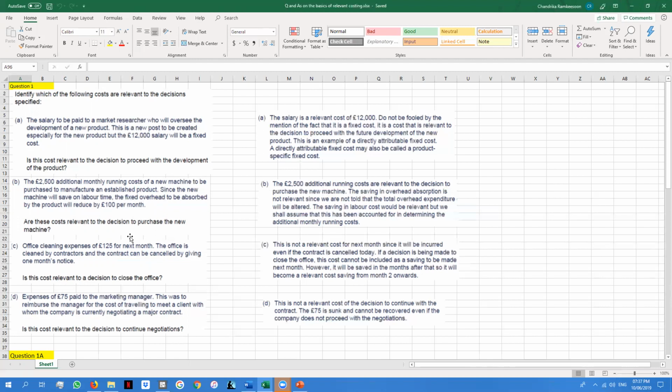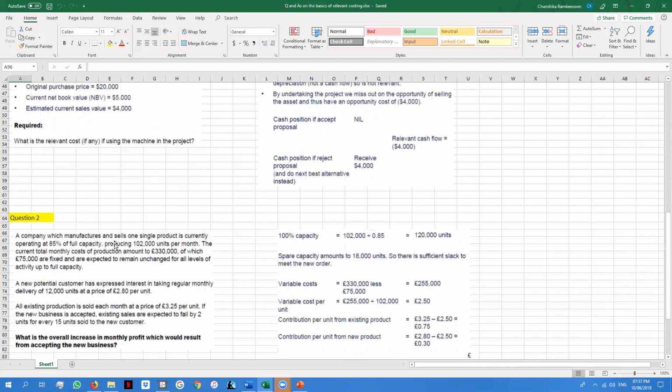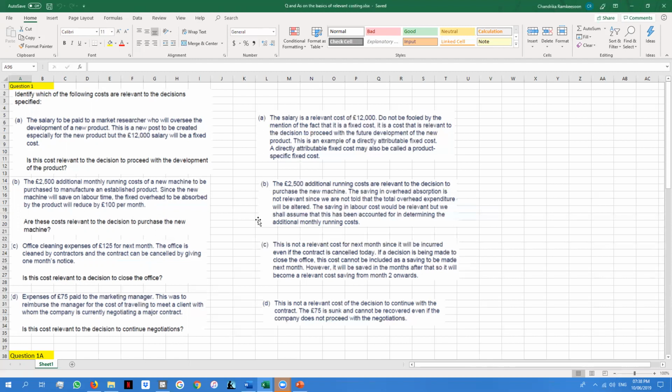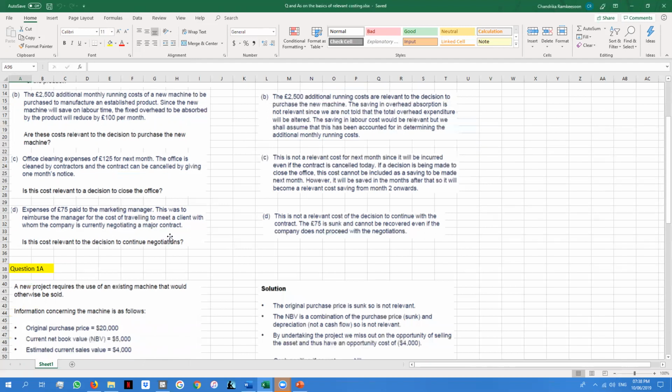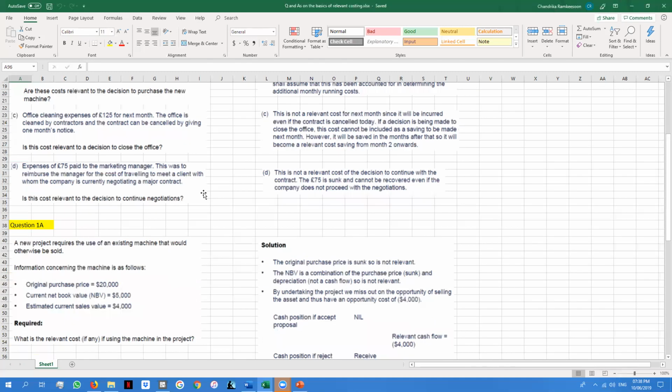For example, how do we know whether a material cost is relevant? How do we know whether a labor cost is relevant? How do we know whether an overhead cost is relevant? So you may see the term overheads used here, and you have to figure out whether the cost is relevant, but you may not fully understand. Nonetheless, we'll go through it, and I'll explain as we go on.